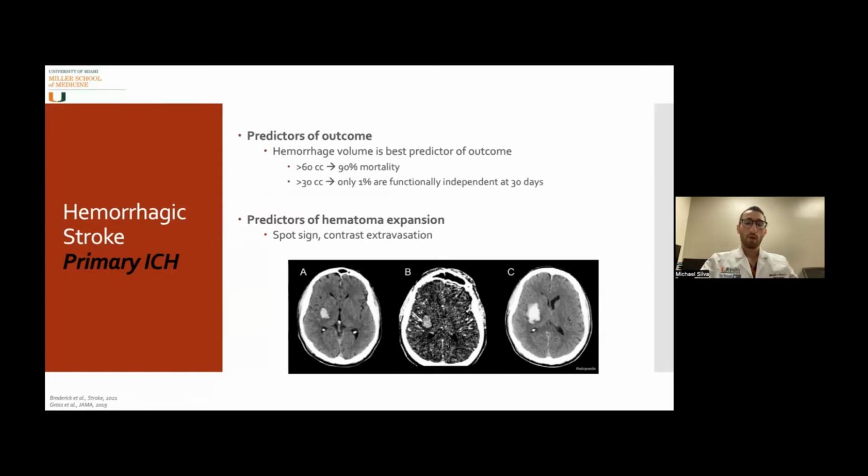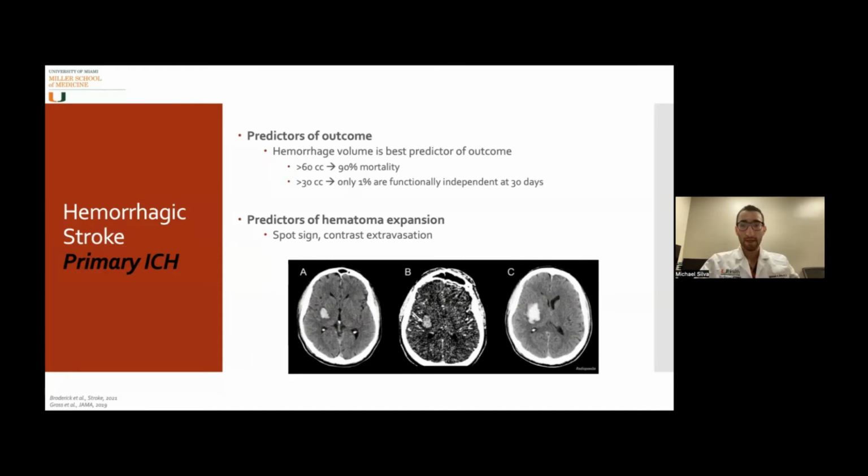So looking at what predicts clinical outcome after a primary ICH event, it turns out that really the major factor is hemorrhage volume. It's striking: a hemorrhage over 60 cc's, we're talking about 90% mortality. And even when you lower that cutoff to 30 cc's, at 30 days, only 1% of these patients are functional. So really, the size of the hemorrhage is very, very strongly correlated to the clinical recovery of the patient, as you might expect.